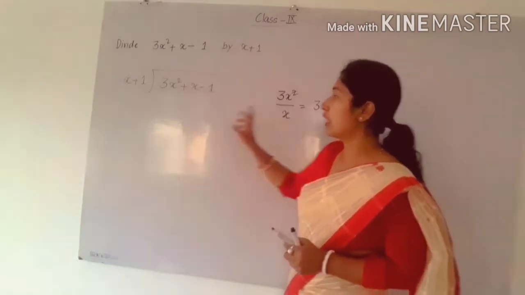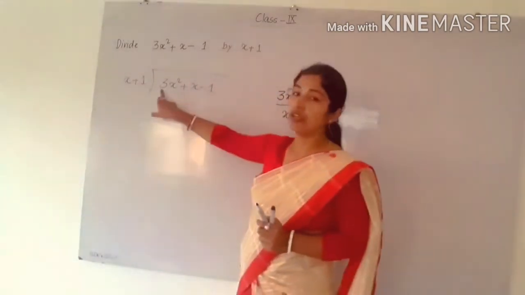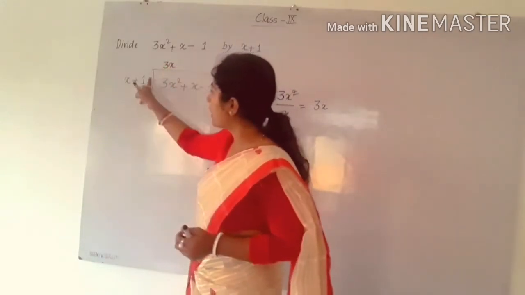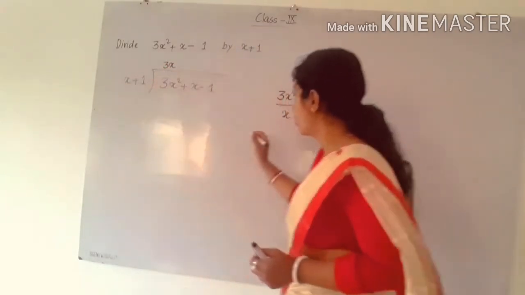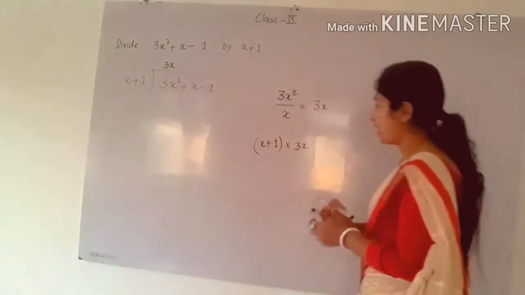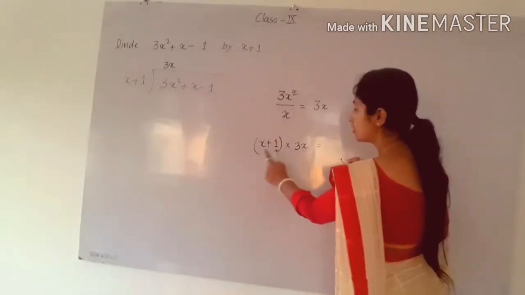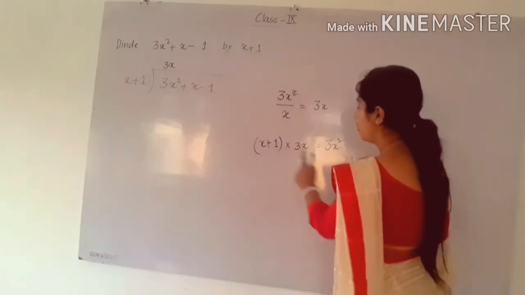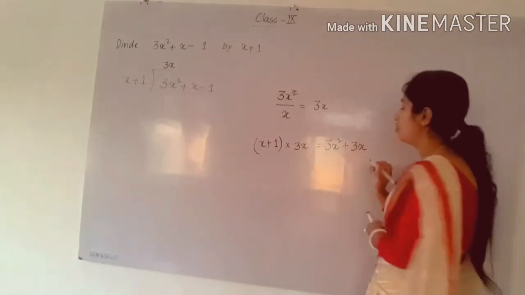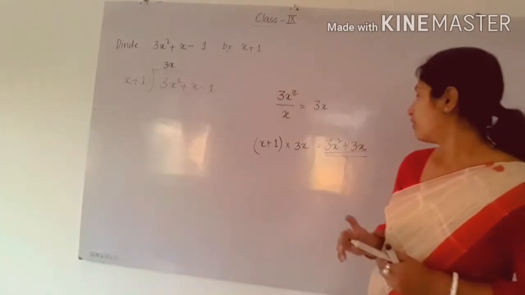Therefore, we conclude that if x is multiplied with 3x, we will get 3x square. So I am multiplying the whole divisor with 3x. We will do it in rough. Here you have to apply the distributive property of multiplication over addition. 3x into x will be 3x square, plus 3x into 1 will be 3x. This we have to write below the dividend.